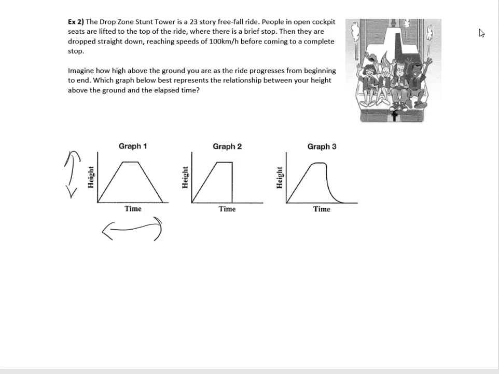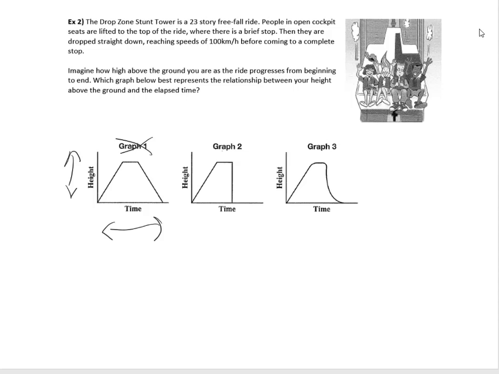The way I would think about this is, well, it's gradually going up to the top of the tower, it stops, and then it looks like it's going down at the exact same speed, so that wouldn't be very thrilling. So I don't think graph 1 would work because it's not really dropping you at a very fast speed. It's lifting you up slowly, stopping, and then bringing you down slowly. So I don't think graph 1 would work.